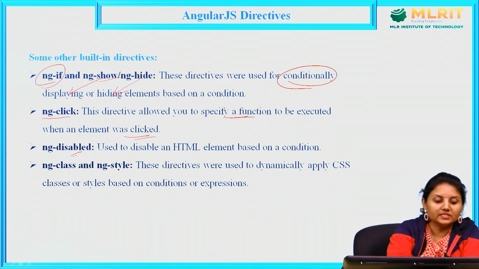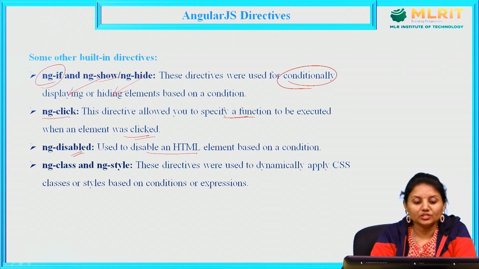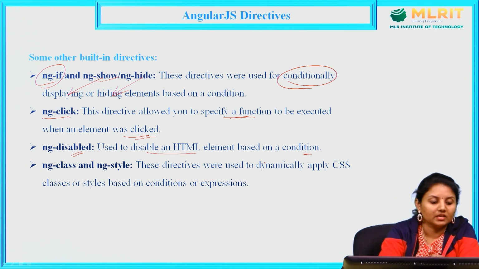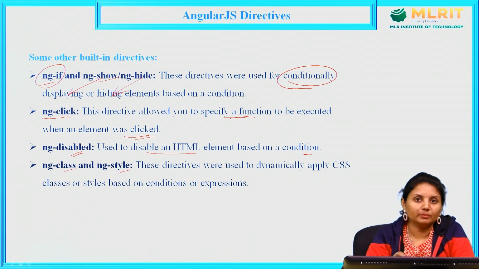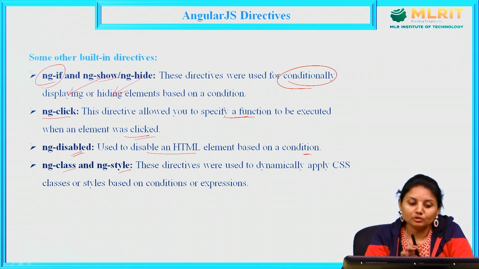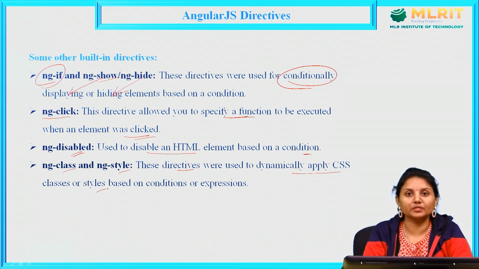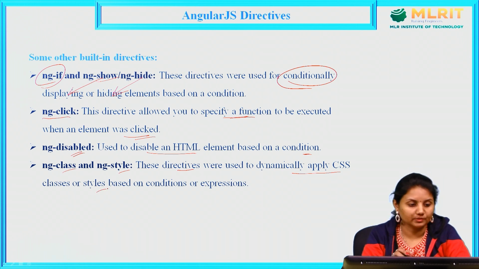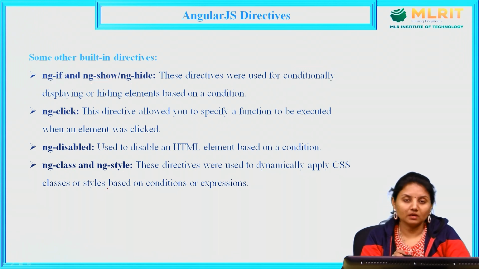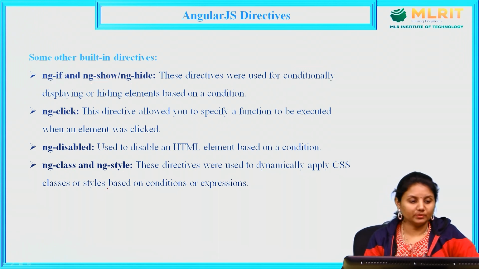Then ng-disable is used to disable an HTML element based upon a condition. Then ng-class and ng-style. You remember we defined the classes and did styling using CSS, so that the class of elements only will get affected. Such things can also be done, and these directives dynamically apply CSS classes or styles based upon the conditions or the expressions that we give in the application. These are again various directives we have.